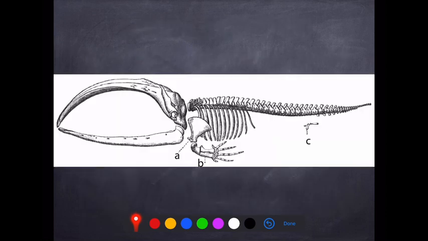Okay, so this is a skeleton of a whale. Here you can see the pectoral girdle, there's the forearm, there's the pelvic girdle, and there would be legs here, but there are no legs, okay, in the modern example.